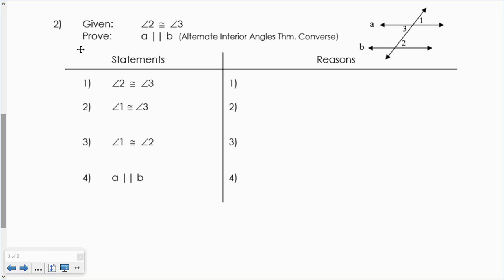So again, for a proof, what do you start with? Whatever they gave you. You literally just regurgitate whatever they have. So if we say that angle 2 is congruent to angle 3, that's what you write down. And then the reason for that is given. So your first step is always super easy. I know that because they gave it to me. Right. Why is angle 1 congruent to angle 3? It's vertical. Because vertical angles are congruent.